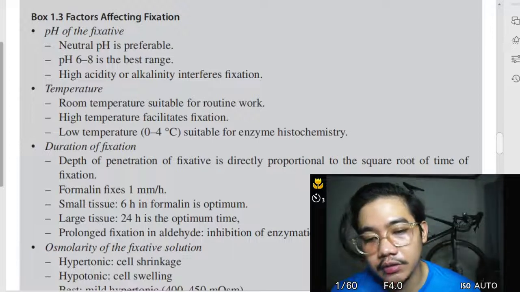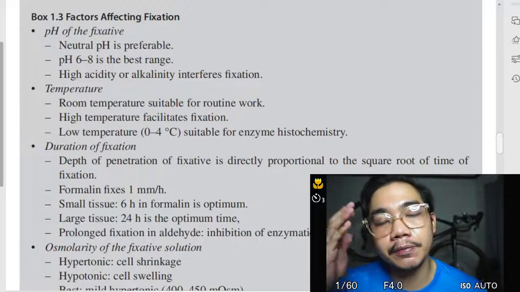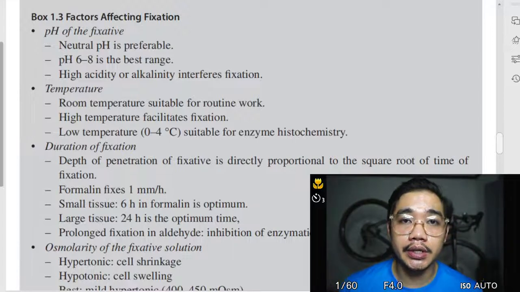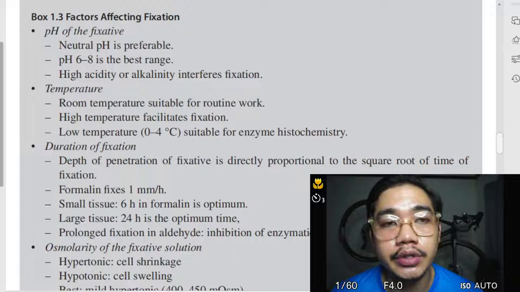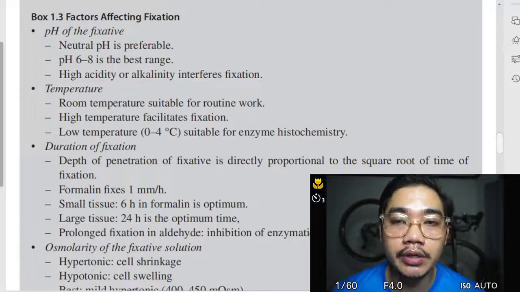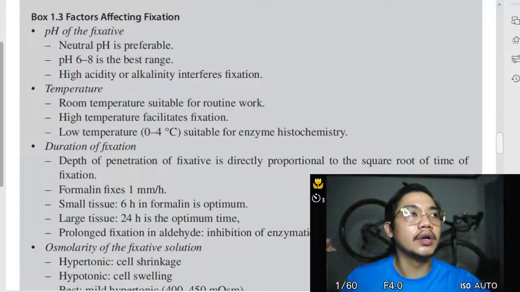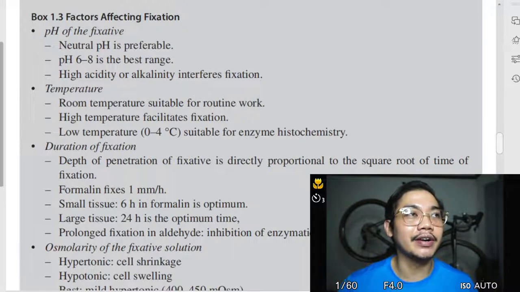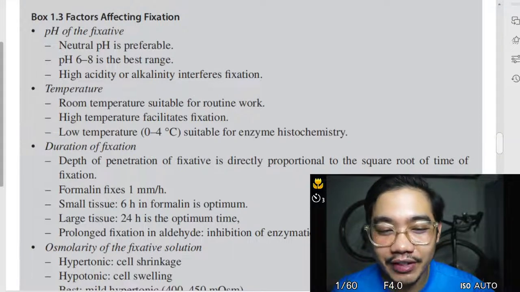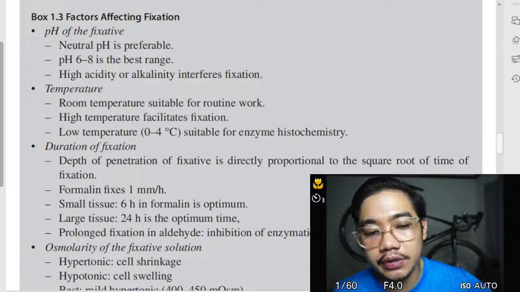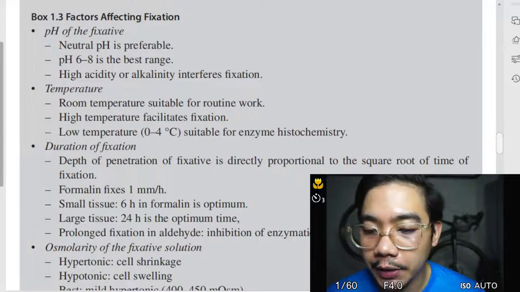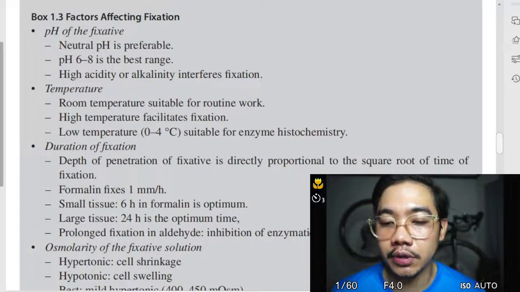High temperature facilitates fixation. What happens if there's higher temperature? In general, if there is a higher temperature in the body or in any chemical equation, there will be an increase in the movement of the molecules in the solution. If there is increased movement, there will also be increased collisions between molecules. They move randomly, and the more collisions, the more chemical reactions, leading to faster processing and faster fixation. As for duration of fixation, low temperature is used for enzyme histochemistry, but I'm not familiar with it, I haven't encountered enzyme histochemistry yet.